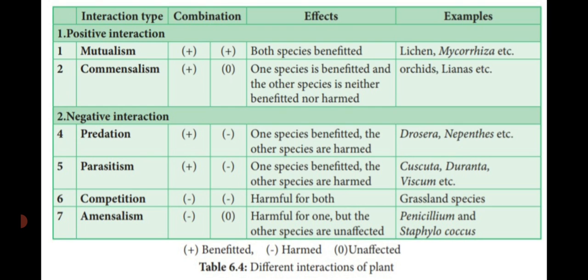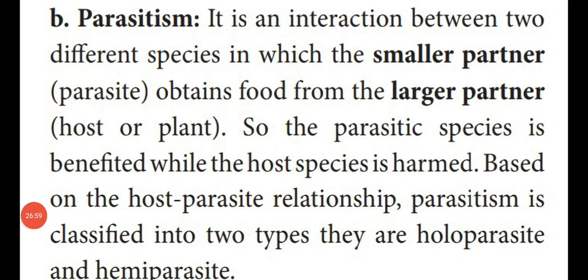Against predation or predators, some organisms show defense mechanisms, that also we have seen in the previous paragraph. Next type is parasitism. What is parasitism? It is the interaction between two different species in which one is the smaller partner, that is the parasite, which obtains food from the larger partner, that is the host plant. So the parasitic species is benefited, the host plant is harmed.